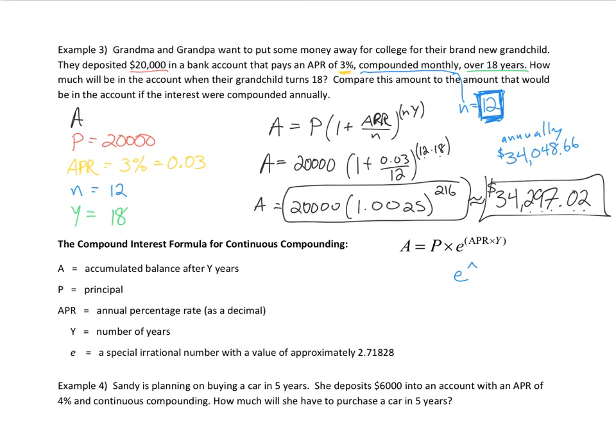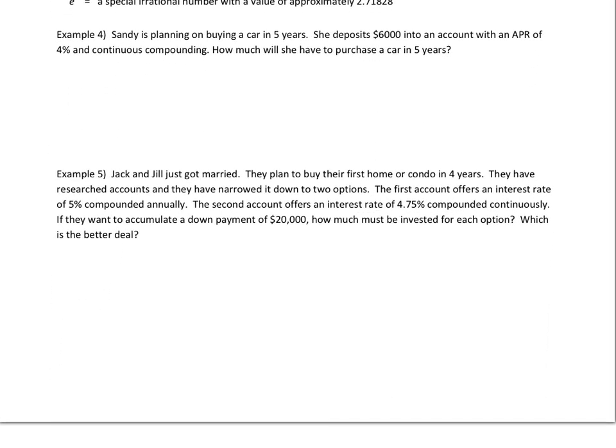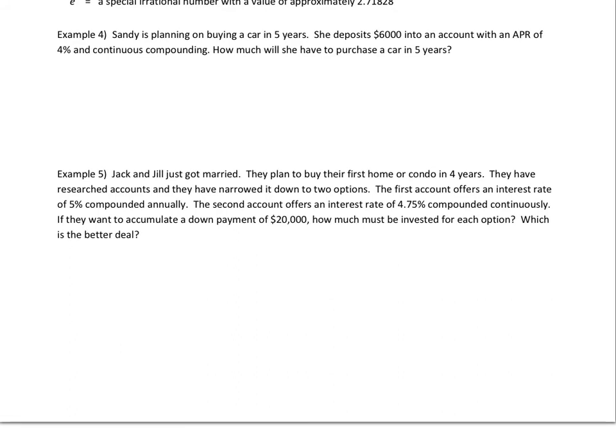It's already calculated into the formula. So let's take a look at this last one. I mean, the formula is super similar. We have A equals P times something to a power, the APR times Y. So all we have to do is write all these things down for Sandy and Jack and Jill, and we can get to moving. So again, I'm going to write down all of my little variables on the side.